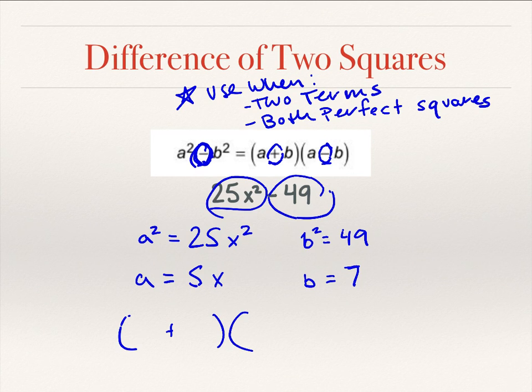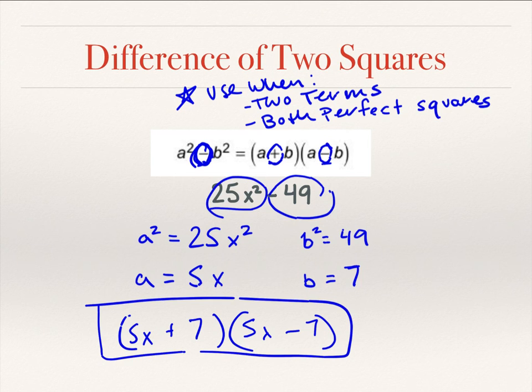So what's our a? 5x. What's our b? 7. What's our a? 5x. And our b is 7. So this is our answer. So our signs stay the same as they were in the equation. We have a plus and a minus.